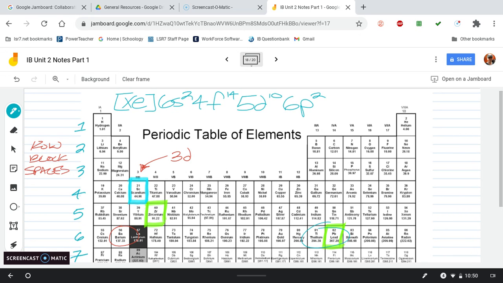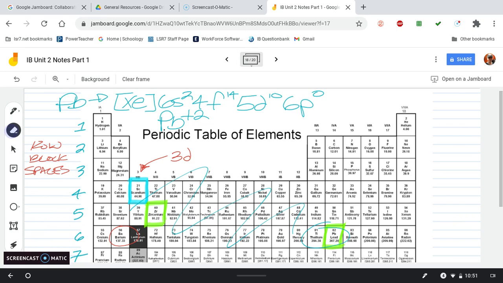All right, now when your lead becomes a +2, so this is the normal lead. When your lead becomes +2, what electrons does it lose? Well, lead is not in the middle. It is not a transition metal. So it just loses from the end. So it's going to lose these, and so those are going to go away. So it's going to become a 6p0.